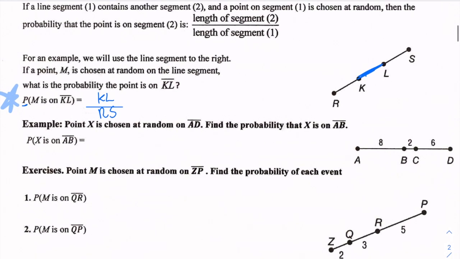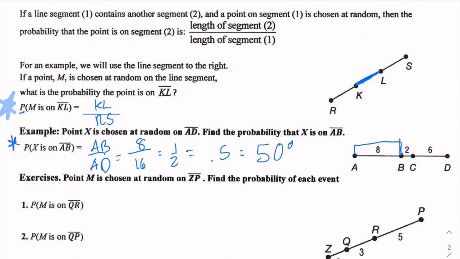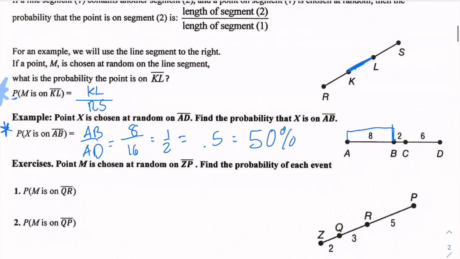I'm going to do the example here, and you guys will do the exercises. Point X is chosen at random on AD. Here's AD. Find the probability that X is on AB. Where's AB? This is AB. So AB is what we want, AB over the total, AD. AB is 8. Total length is 16. That's 1/2, 0.5, or in terms of probability, I would prefer percentages here, 50%. Boom, 50-50, not a bad bet.